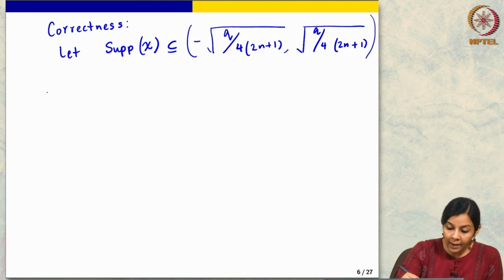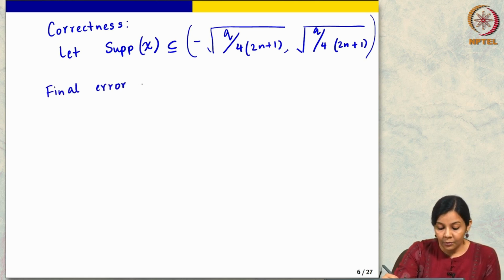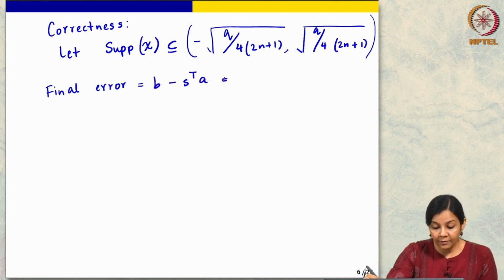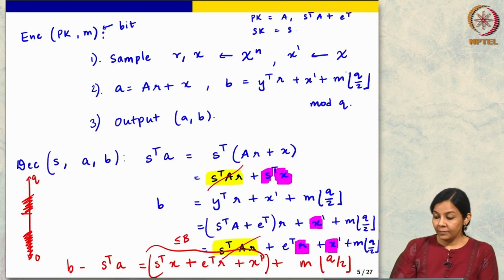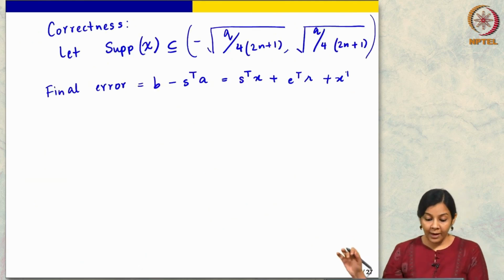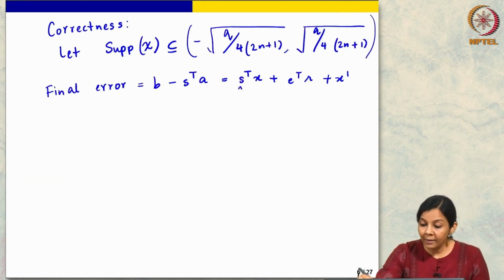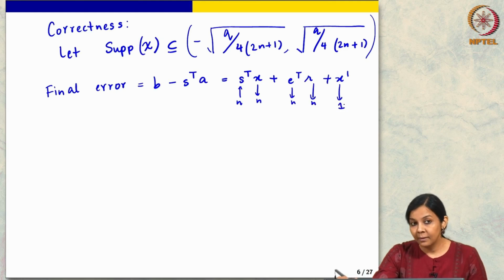Then what was my final error? Let me remember. So, my final error is B minus S transpose A, right. So, this is S transpose X plus E transpose R plus X prime. You can confirm, right, S transpose X plus E transpose R plus X prime. This was my final error, okay. And here this S is of length n, X is of length n, this is also of length n, this is of length n, and this is of length 1. Okay.